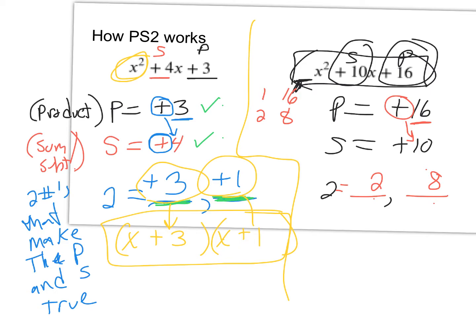Okay, so now my signs. I need 2 and 8 to give me a positive 10. So how does that work? They both got to be plus. Now let's do our check real quick, make sure we're good. So 2 times 8, is that positive 16? Yes, it is.